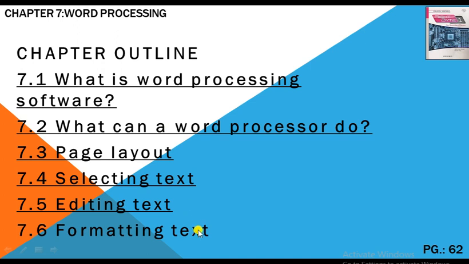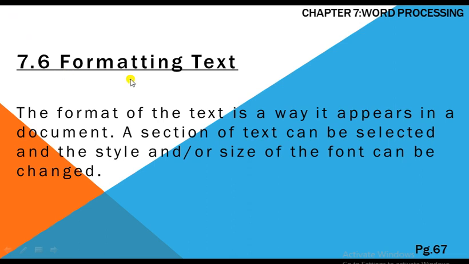Now we are going to conclude this lesson by doing the final topic, formatting text. What is formatting text? The format of a text is the way it appears in a document. A section of text can be selected and the style and/or size of the font can be changed. When you select the text you can change its style and size both, or only style or only size. This is up to you, as you want your text to appear.